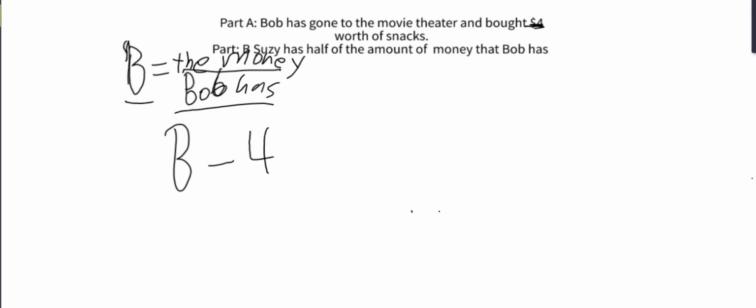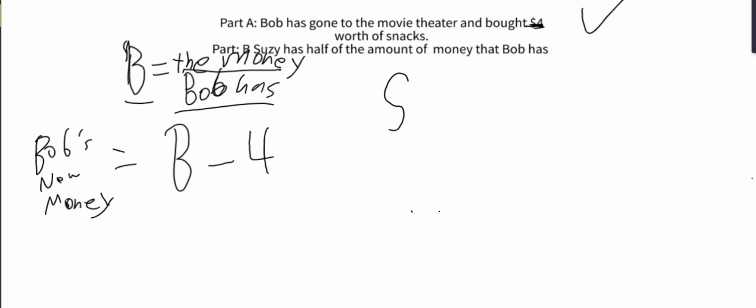And now that we have this, this is Bob's new money. Okay, so now that we've done part A, let's see if we can do part B. Susie has 1/2 the amount of money that Bob has. So we'll let S be the amount of money that Susie has. And that's just going to be equal to 1/2 of B minus 4.